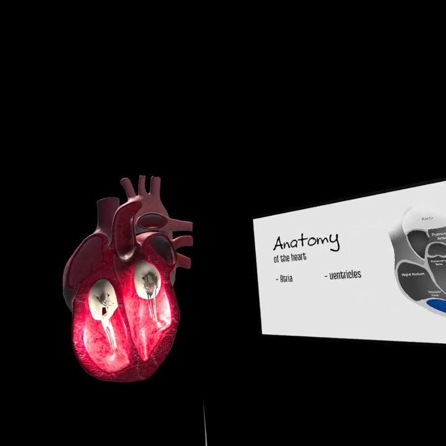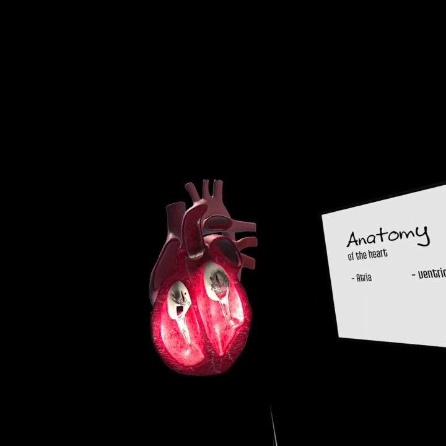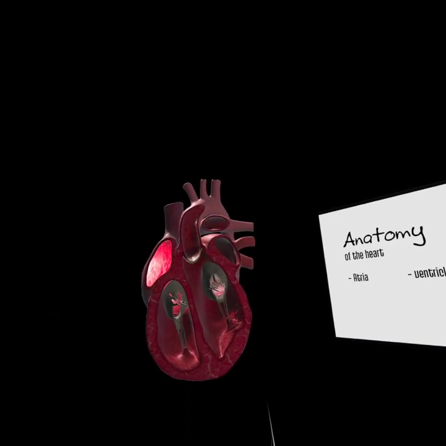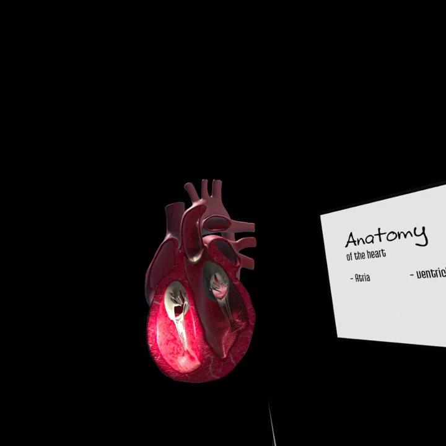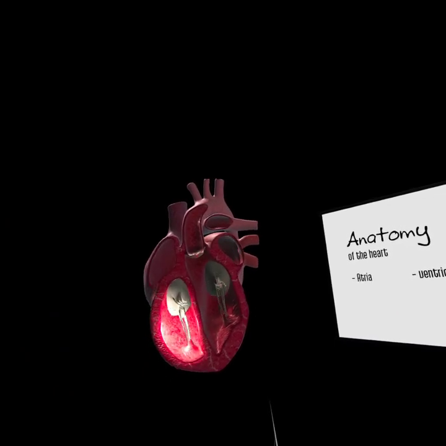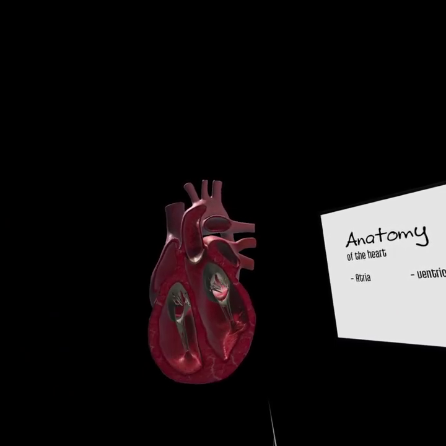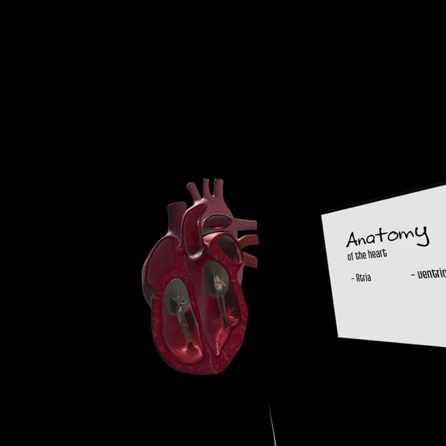A wall of tissue called the septum separates the left and the right atria and the left and the right ventricle. Valves separate the atria from the ventricles. The heart's walls consist of 3 layers of tissue.